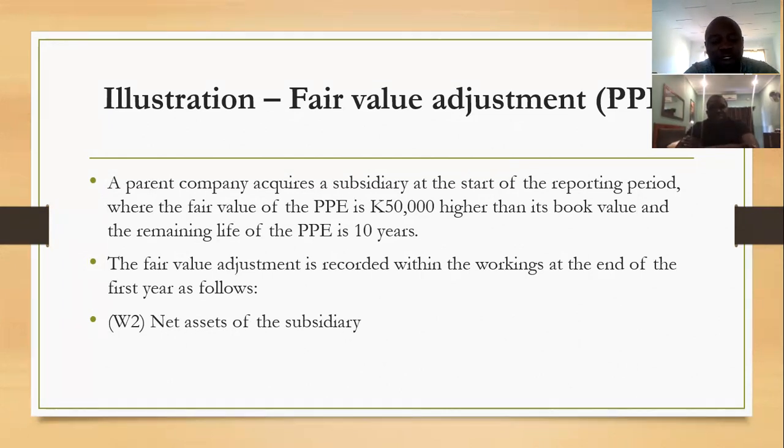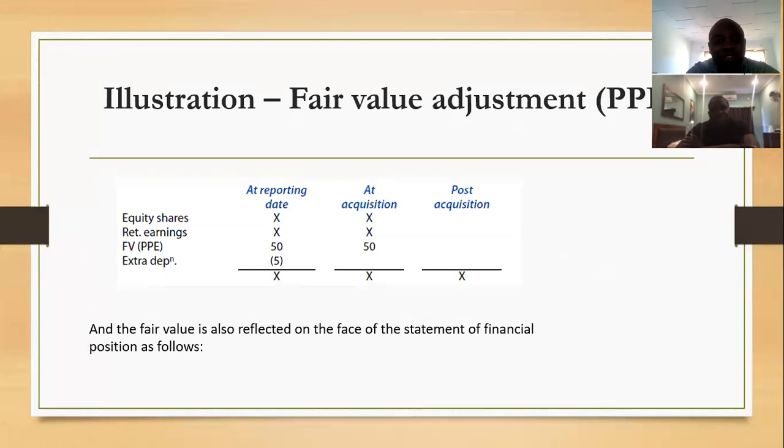So then we'll have to find the depreciation for that particular period, which will be 50 divided by 10. It's going to give us 5. Meaning in the net assets in the subsidiary, we'll have the fair value of 50, then we'll have depreciation less 5, so that it takes us to 45, plus other elements that are already there, like the share capital, retained earnings, and many other things that you can find under equity. So, having said that, this is how it's going to be done.